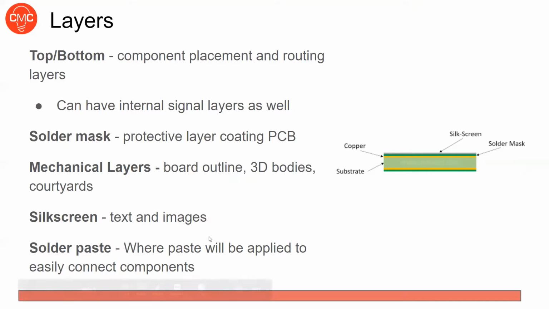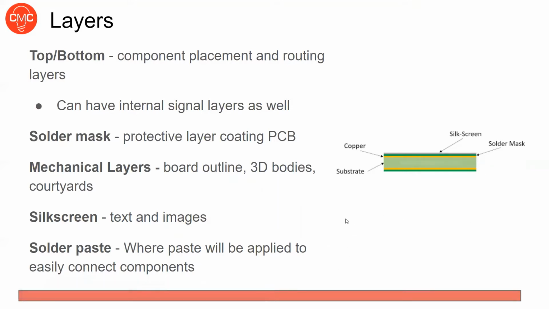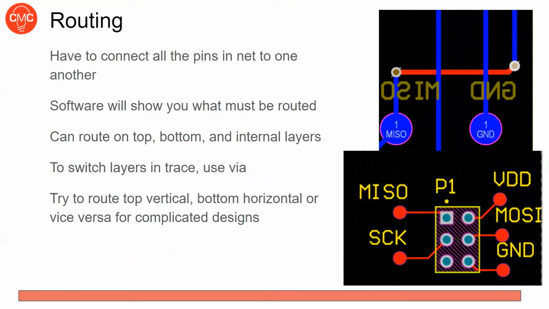And solder paste is where paste will be applied to connect components. If you have exposed pads for components, and you're getting your board assembled by a manufacturer and not by hand by yourself, they'll put solder paste over all the exposed copper that needs components to go on it, and that will help solder them when they go through the assembly process. We'll talk about that more when we talk about manufacturing.